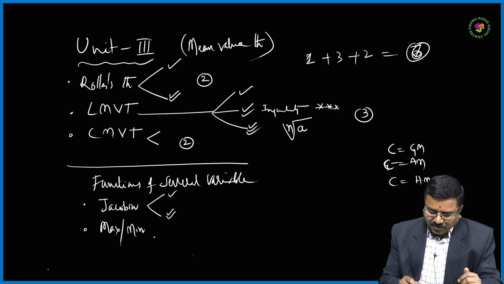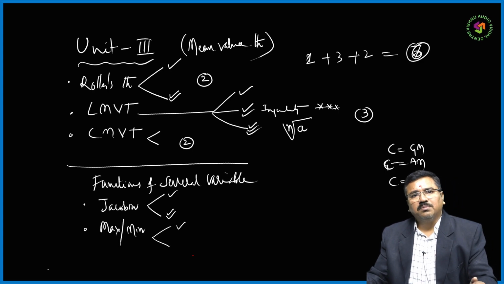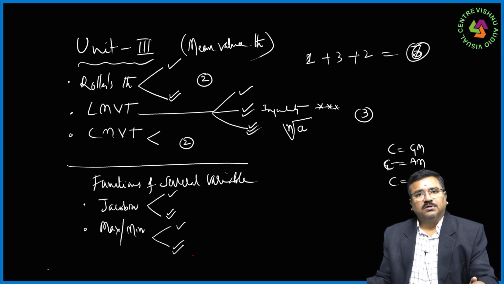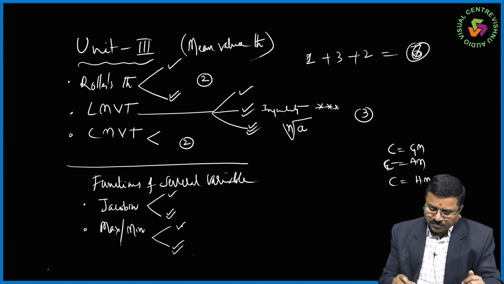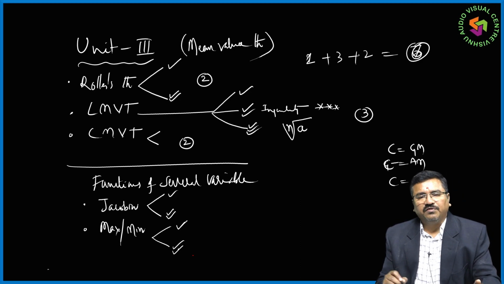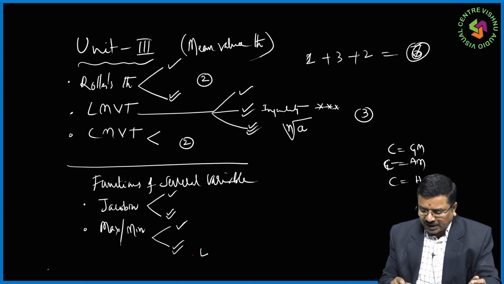Coming to the maxima and minima, for a function of 1 variable we have maxima and minima, and for a function of 2 variables also we have maxima and minima. For functions of 1 and 2 variables, a standard procedure is there. For a function of 3 variables, again we convert it into 2 variables, and we also have Lagrange's method.